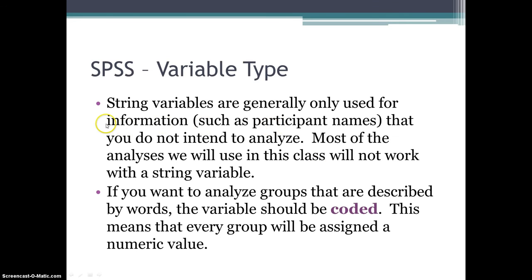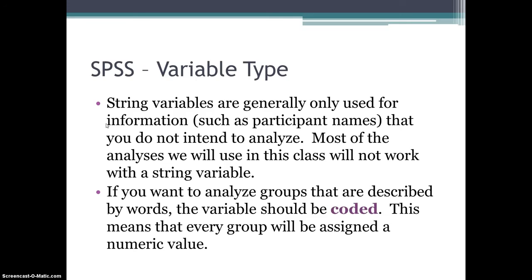Okay, so usually string variables are used for information that you don't intend to analyze. So for example, a lot of times I'll have a participant ID number or maybe a name of the person or school or church or something that I'm analyzing, and I'm not going to analyze that particular variable. I'm not going to find the average name of the student. I'm going to look at their average test score or something. So I want to keep track of it. I want that information there so I can organize them and see who's who, but I'm not going to actually analyze their name. So it can just be a string variable.